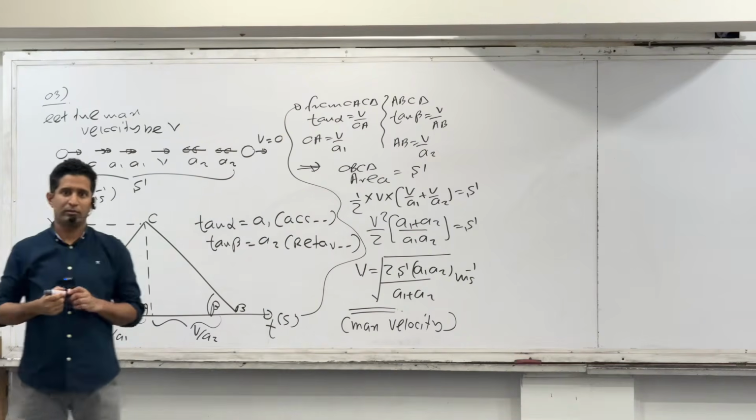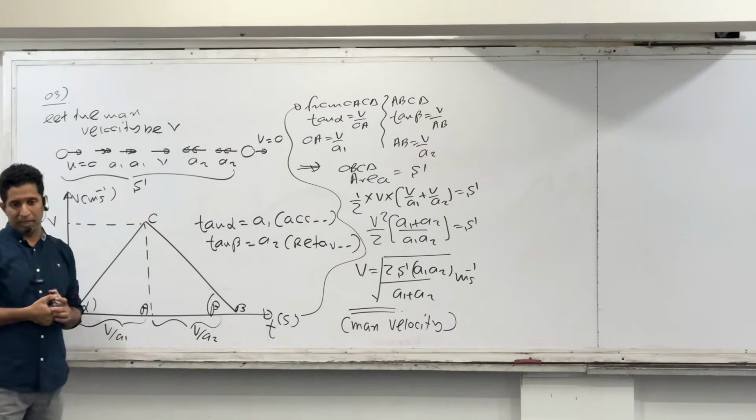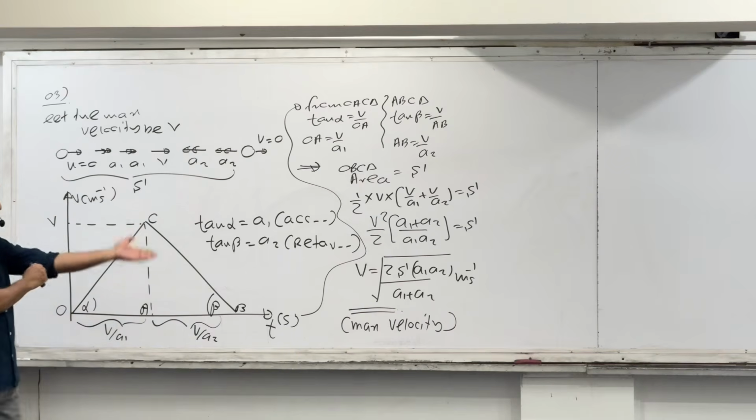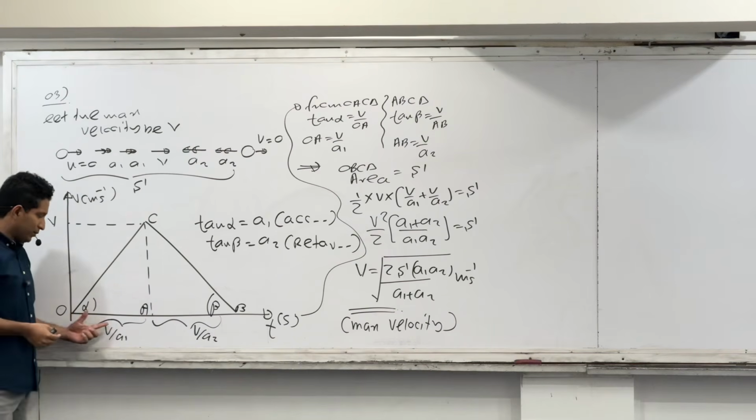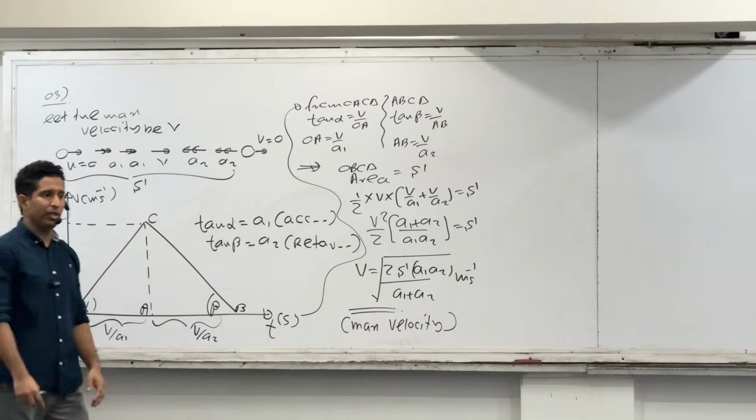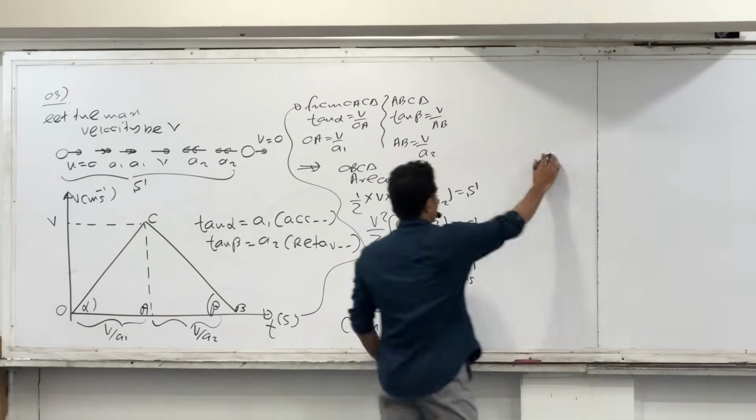Next, the time taken. How can we find the time taken? Now we have taken v. The time taken is v over a1 plus v over a2, right? That is the total time taken.